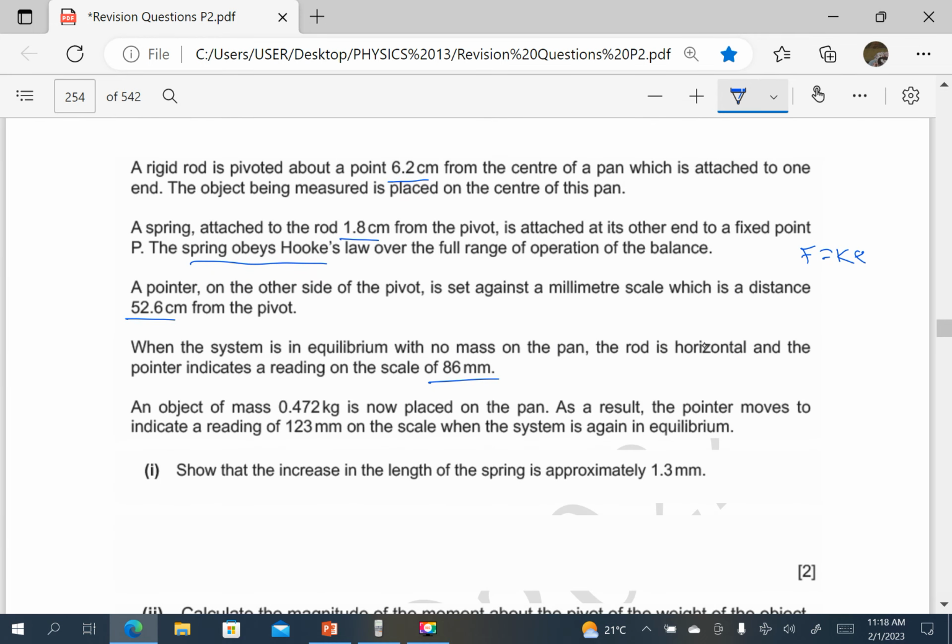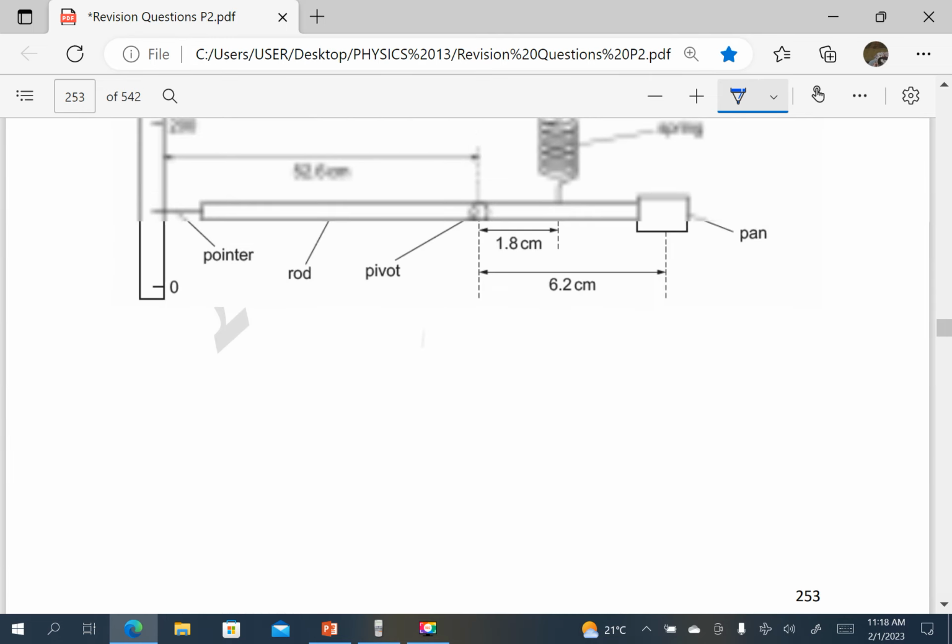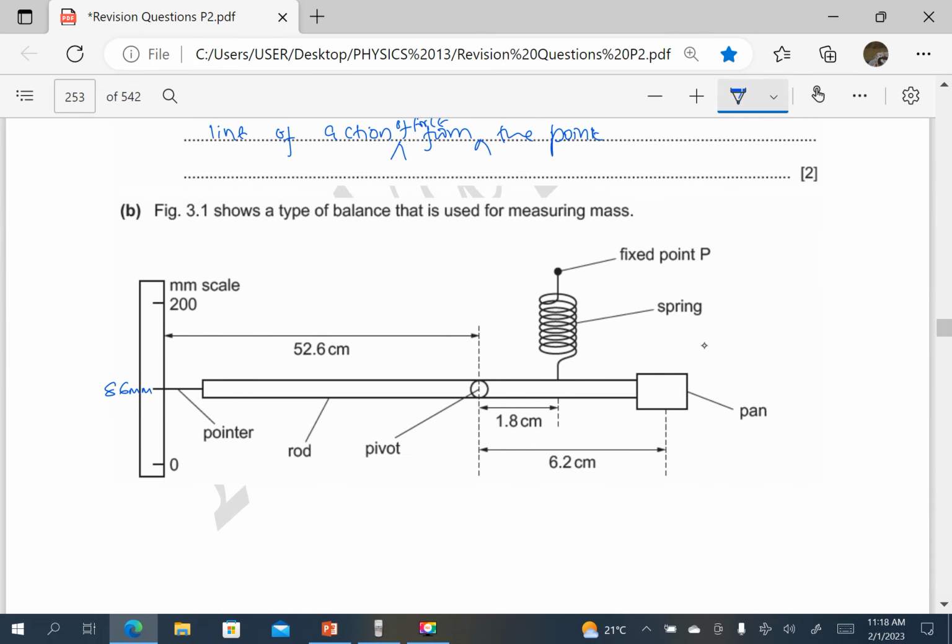An object of mass 0.472 kilograms is now placed on the pan. As a result, the pointer moves to indicate a reading of 123 millimeters on the scale. So now the pointer is indicating a reading, which I'm going to put here, that is 123 millimeters on the scale.